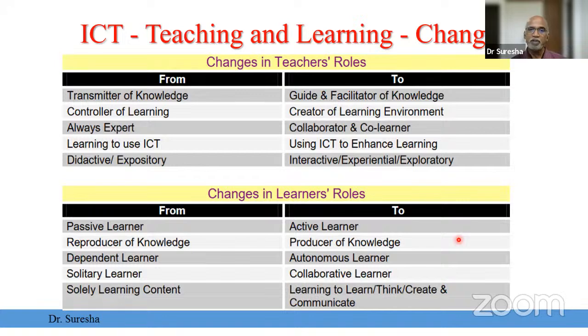So a lot of things will go on within the students also. If he's really thinking and working, that's very important. So previously students were dependent on the teachers, now they are autonomous learners. There are various sources to learn things. Okay, it's not only this. So solitary learner, collaborative learner.